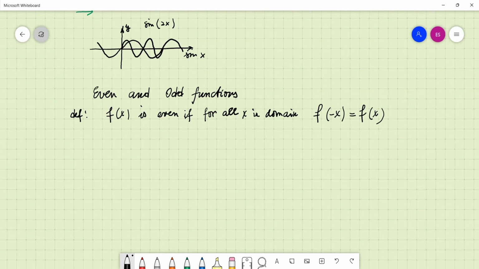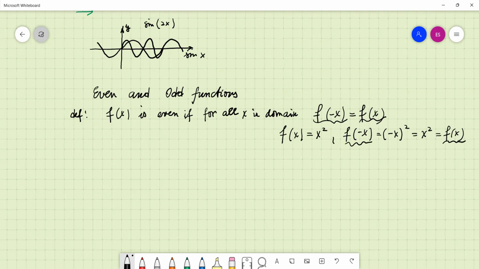For example, which function is even? f of x equals x squared is an even function. Why? Because f of negative x is going to be negative x squared, which is exactly x squared, which is exactly f of x. So we check this part: f of negative x equals f of x.